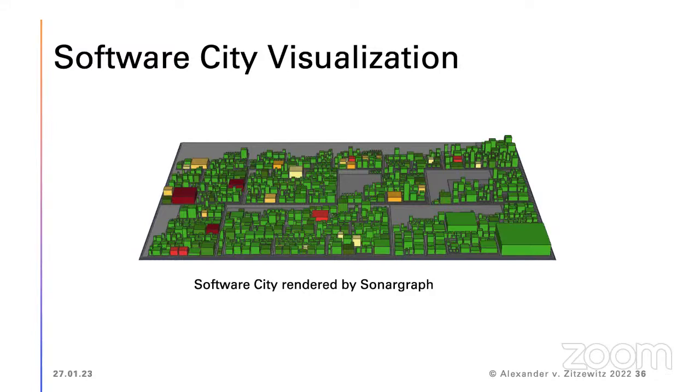So what we're looking for in this graph would be tall red buildings, because those are complex files that are changed frequently. They're what we call bug generators, because if you have a complex file that is frequently changed, chances are that you will add new problems when you change it.